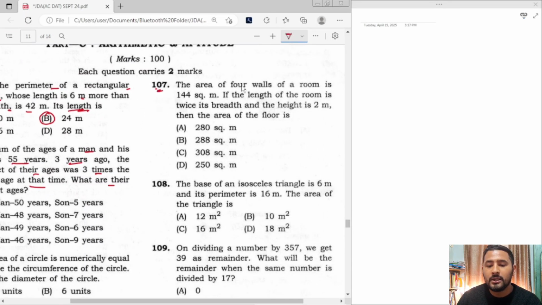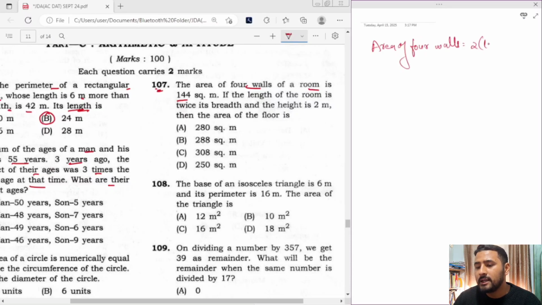It says, the area of 4 walls of a room is 144 square meter. Remember, when they are talking about the area of 4 walls, you should use one formula: area of 4 walls is equal to twice length plus breadth into height. Now what is given? The area of 4 walls is 144. Put it in this formula, twice length plus breadth into height.